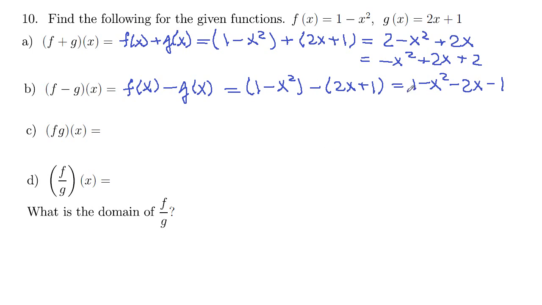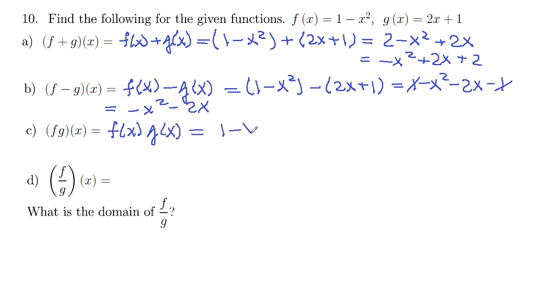So 1 minus 1, those guys cancel out. 1 minus 1 is 0, and so this simplifies to a negative x squared minus 2x. And then the function fg at x, f times g at x, you're going to multiply the two functions. So this is going to be f of x times g of x. So we're just going to multiply those equations.